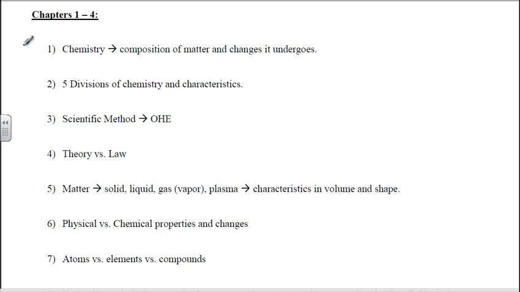The 5 divisions of chemistry, bullet 2 here, and characteristics. We need to go through those 5. You need to be aware of all 5. So one of them, I'll just go through a list. The order doesn't really matter. One could be analytical chemistry.